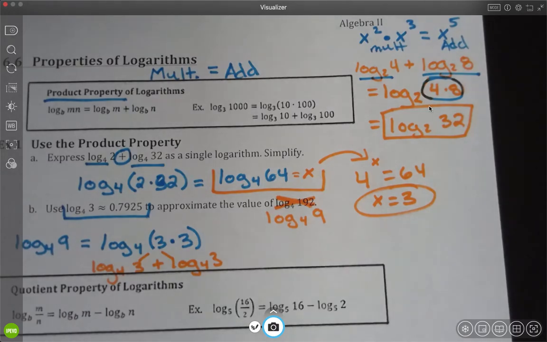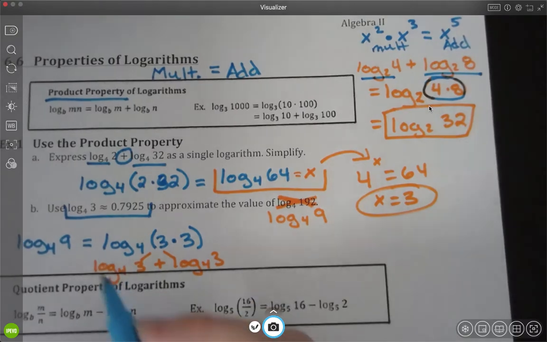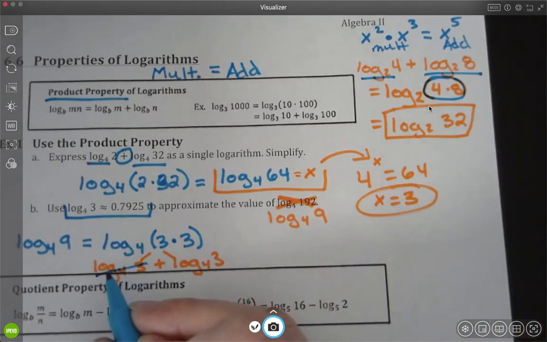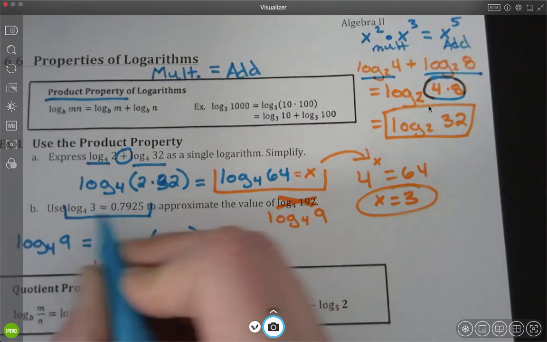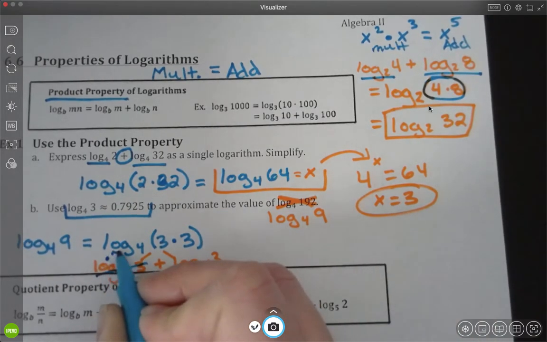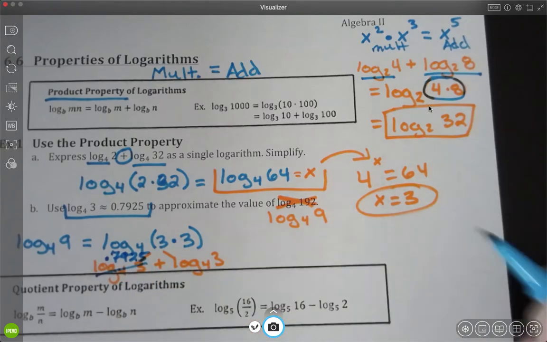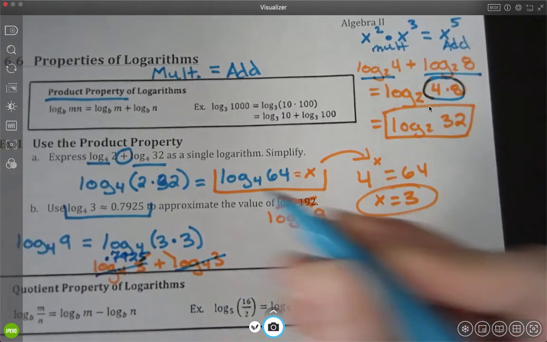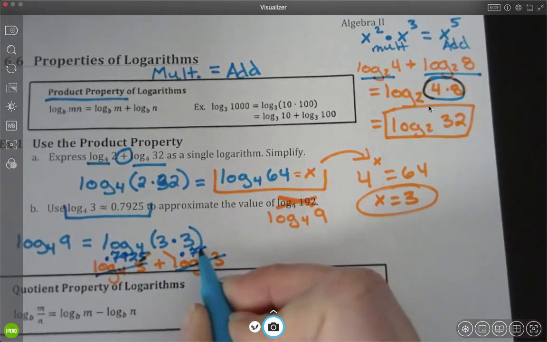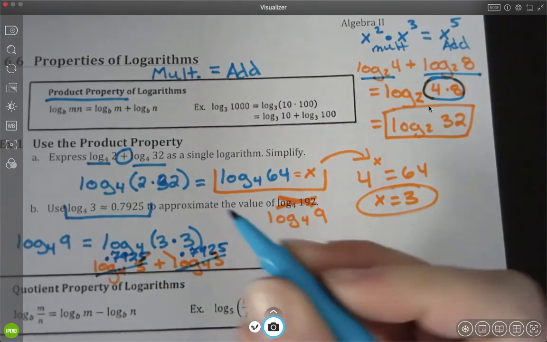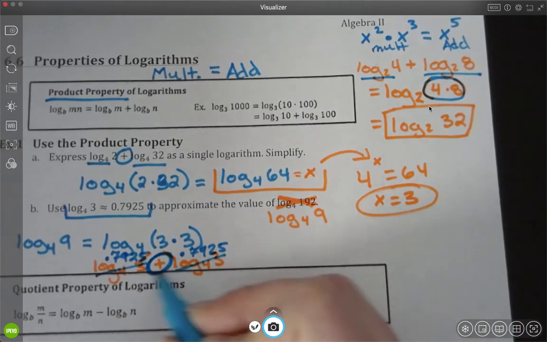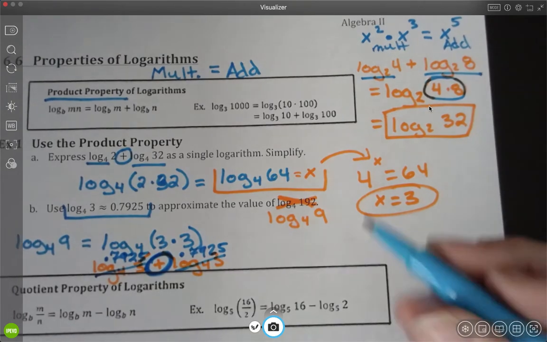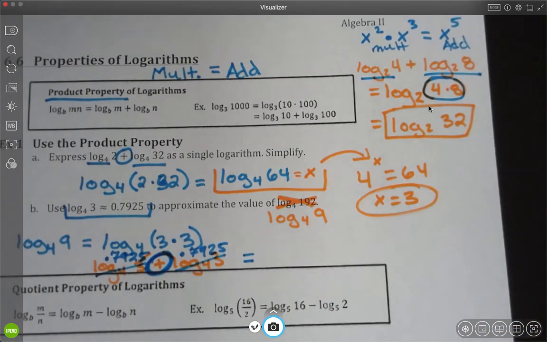Now, the wonderful part about this is I know what log base 4 of 3 is, right? What do they tell me log base 4 of 3 is? 0.7925, right? Okay, and what's log base 4 of 3 over here? Same thing, 0.7925, and what am I doing to those two numbers? Now I'm adding them, right? I'm adding them together.